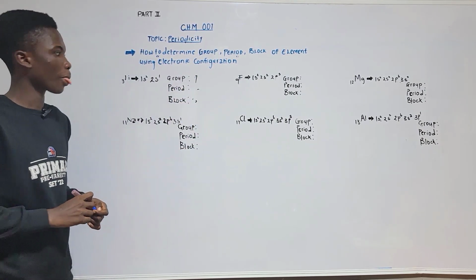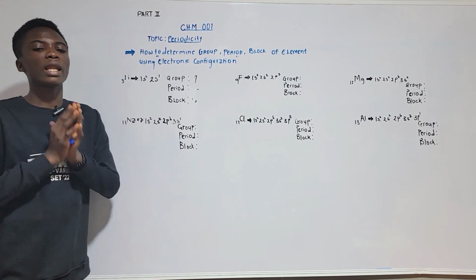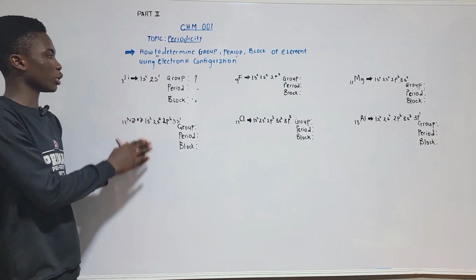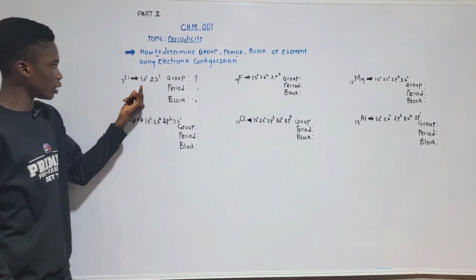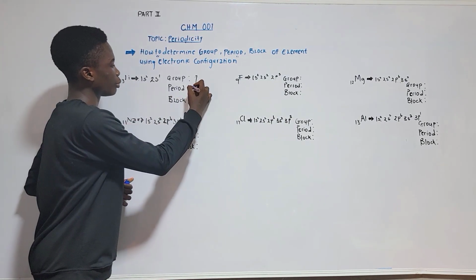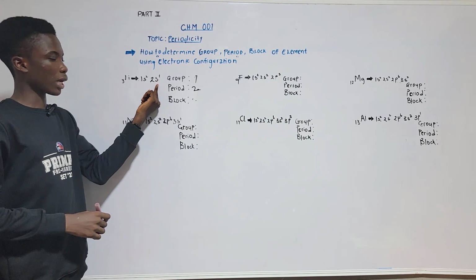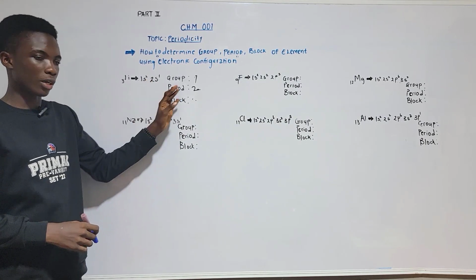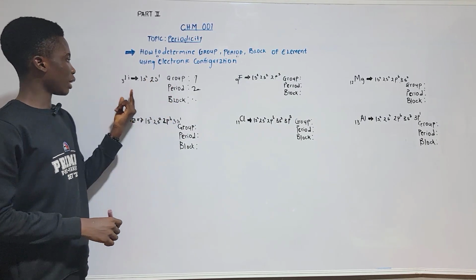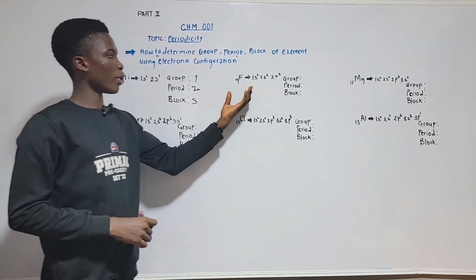Secondly, the period is determined by the last shell. There are 2 shells here: the first shell, 1, and the second shell, 2. That means lithium belongs to period 2. And the block is determined by the last atomic orbital, the SPDF. The last here is s. That means lithium belongs to block s.